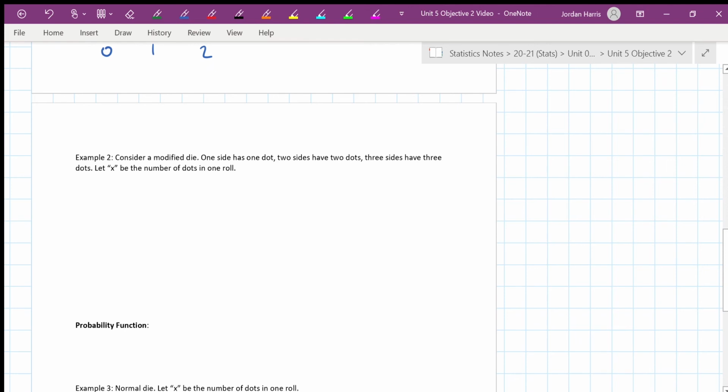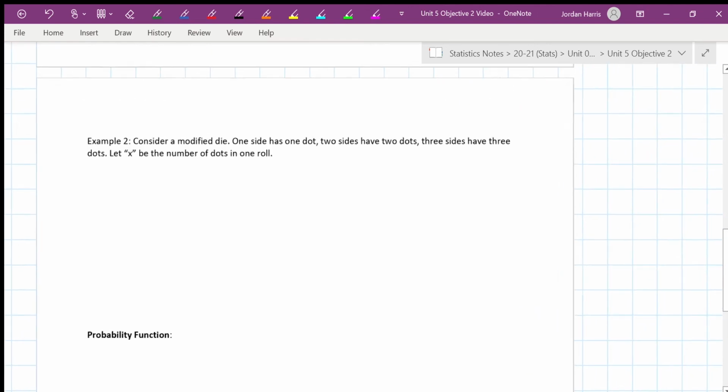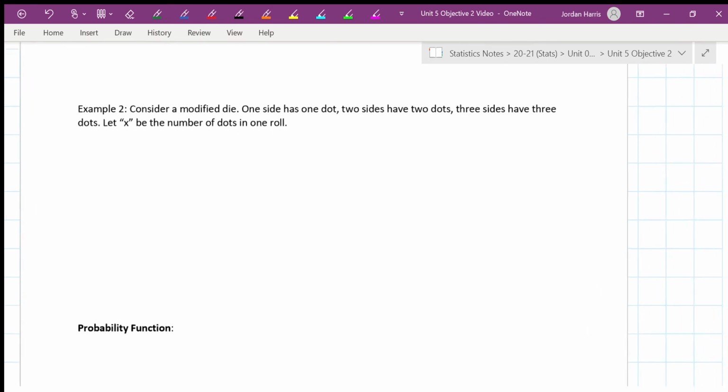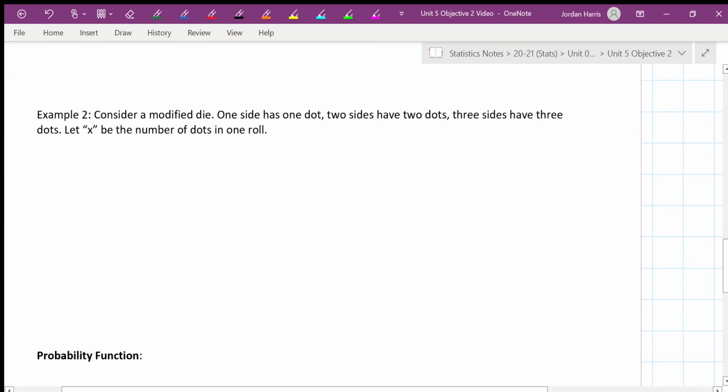So we're going to look at dealing with a few different examples now, writing out the probability distribution and histogram with different things, and we'll also talk about the probability function. So consider a modified die. One side has 1 dot, 2 sides have 2 dots, 3 sides have 3 dots. There are 6 sides total. Let x be the number of dots in one roll.